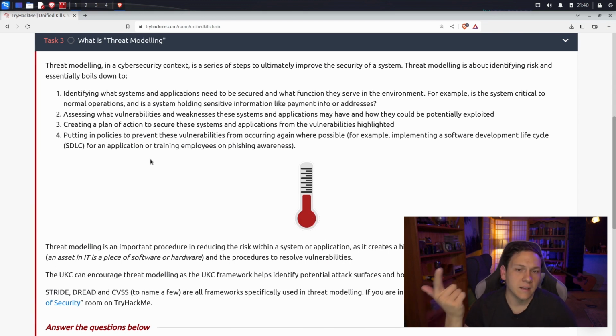Number 2, assessing what vulnerabilities and weaknesses these systems and applications may have and how they could be potentially exploited. Number 3, creating a plan of action to secure these systems and applications from the vulnerabilities highlighted. Number 4, putting in policies to prevent these vulnerabilities from occurring again where possible. For example, implementing a software development lifecycle, SDLC, for an application or training employees on phishing awareness.